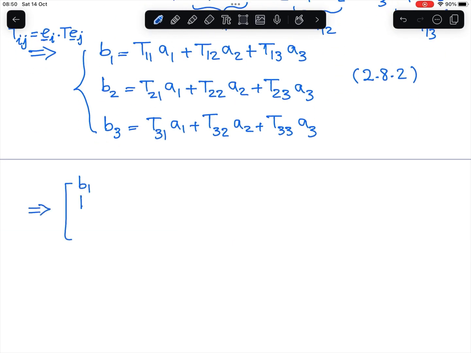And in a matrix notation we can write. Notice how to fill out the matrix.